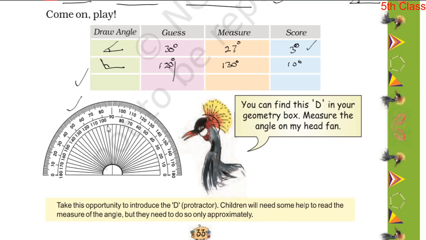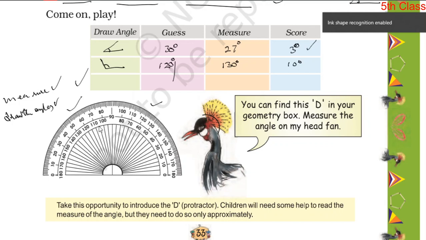So it can be used to measure the angles, and what we call draw the angles also. We can draw the angles and we can measure the angles. Now, how to measure the angle? While measuring the angles, two things should be remembered.